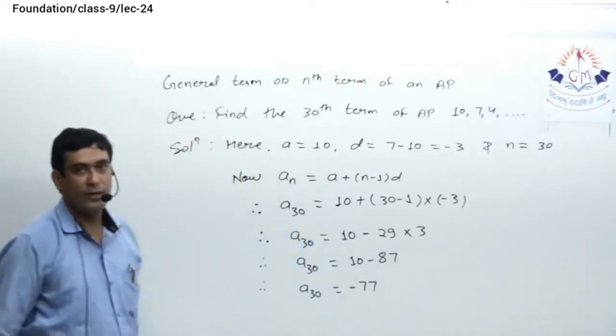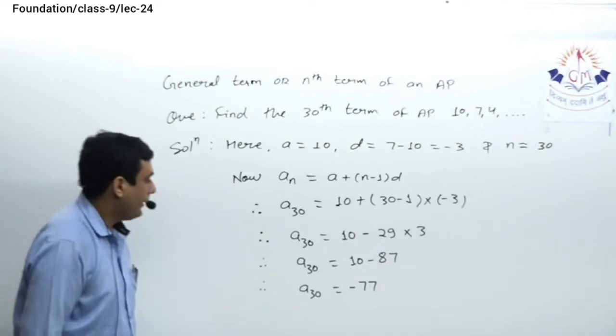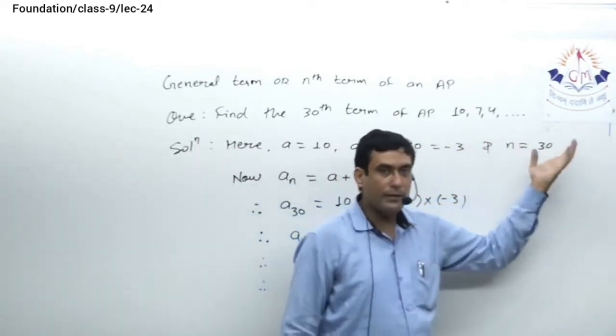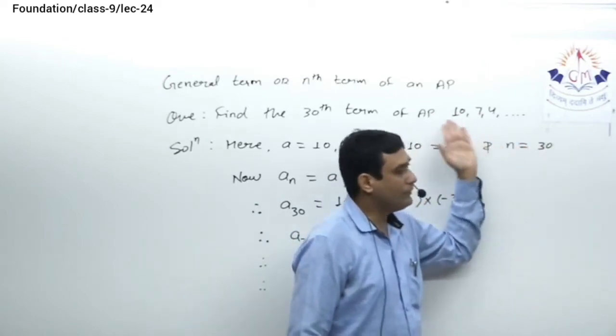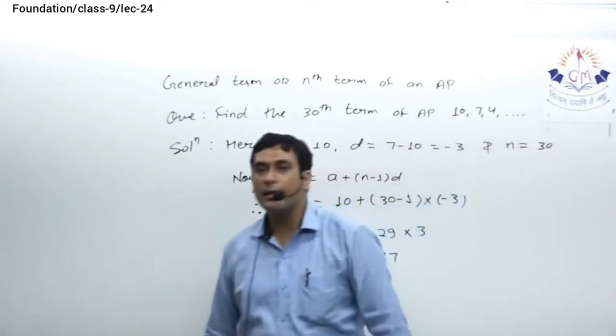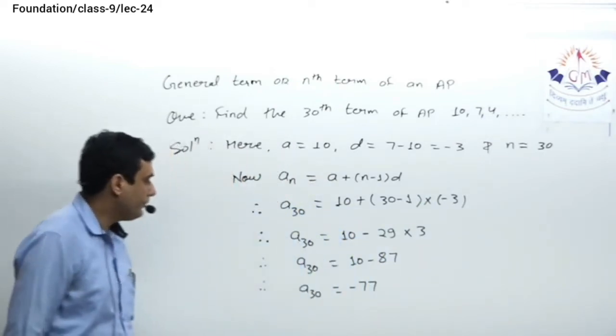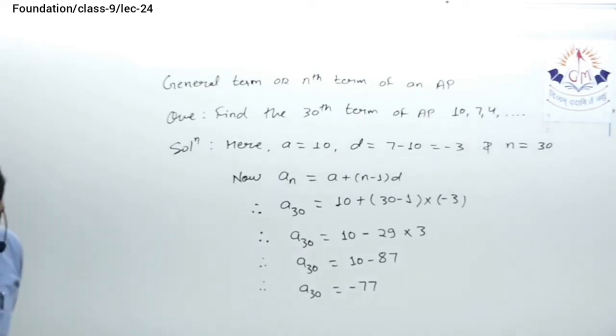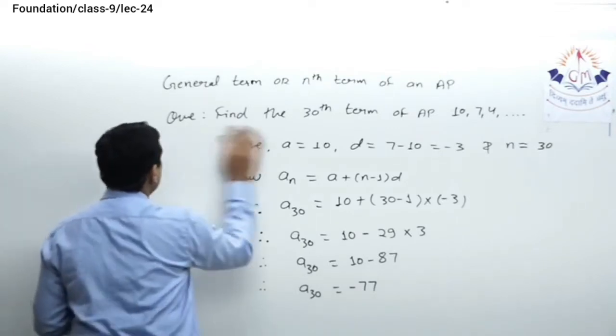Okay, so this is my final answer. The 30th term of the AP is minus 77. You can see this is a decreasing AP: 10, 7, 4. So it is decreasing, and though there are positive terms now, as we move ahead, definitely we'll get negative terms as well. So this is the final answer. Please note it down. Okay, now let us see the next question.